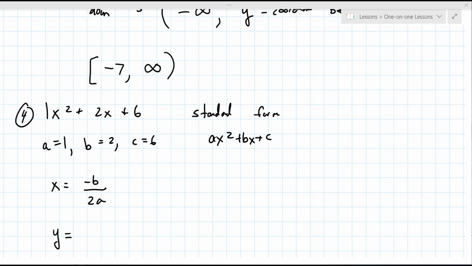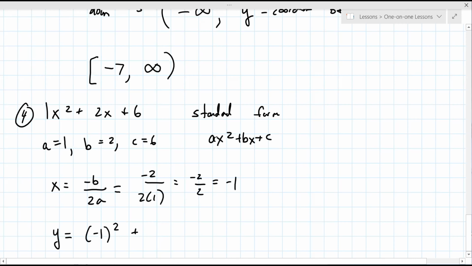Okay, I got -1, 5. Okay, so the b value is 2, so it's -2 over 2 times 1, because a is 1. So that makes this -2 over 2, which equals -1. So then, did you put that back into the original? -1 squared plus 2 times -1 plus 6.